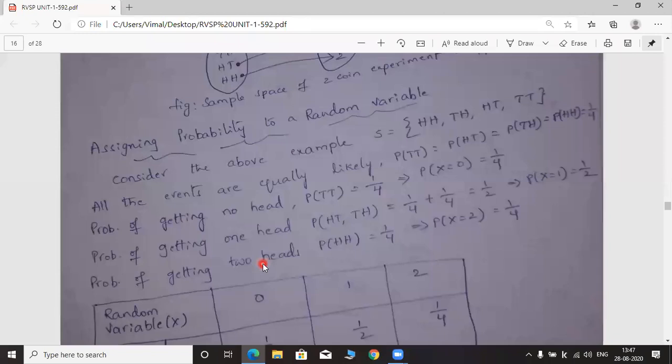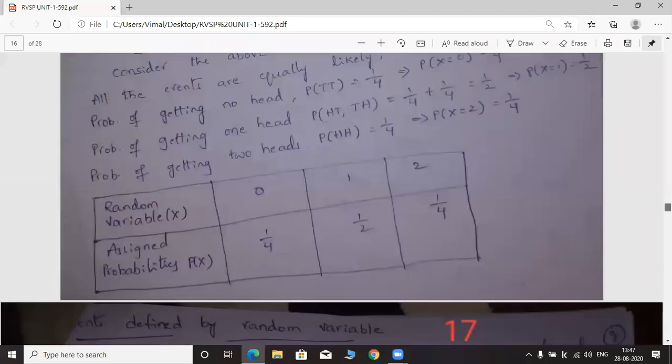Last point. What is the probability of getting 2 heads? Here both the coins are showing head only. So probability of HH is equal to 1 by 4. This can be written as probability of X is equal to 2. X is equal to 2 means getting 2 heads, 2 coins are showing heads. So what is the probability for this? 1 by 4. This is the procedure for assigning probability to a random variable.